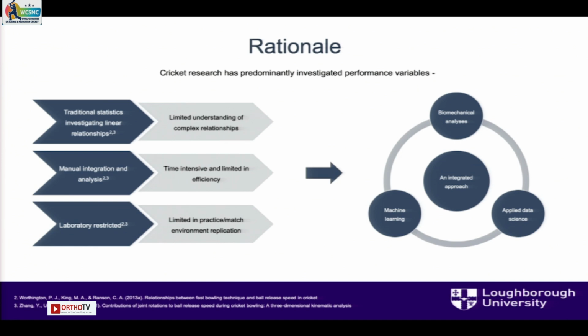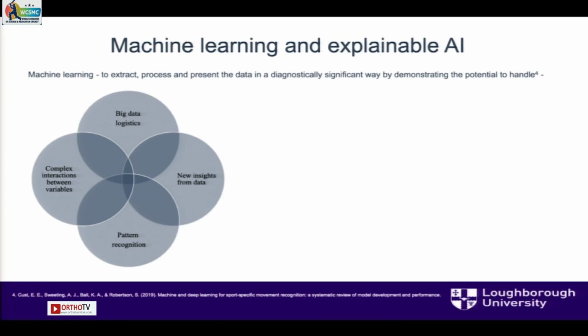So for part of this study, we proposed an integrated approach, using biomechanical analysis, where we take the lab-restricted analysis onto the field with the use of inertial sensors, and a machine learning and data science approach. So a bit about machine learning. It's a promising avenue to extract, process, and present the data, as it helps us in solving big data logistic problems and complex interactions between variables, and helps us understand new insights from the data and new patterns.